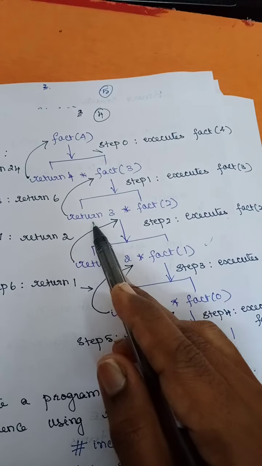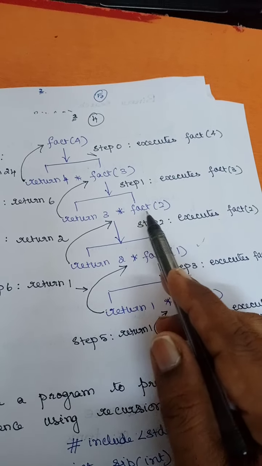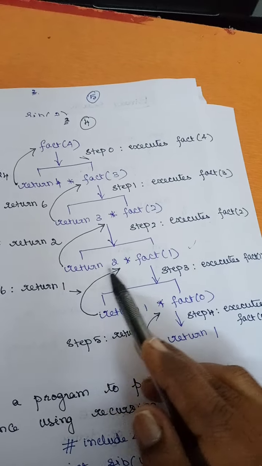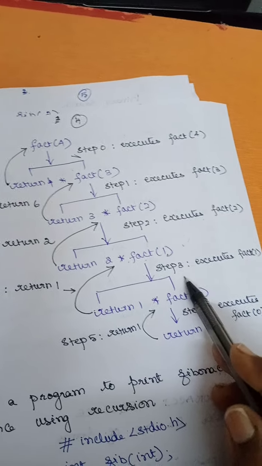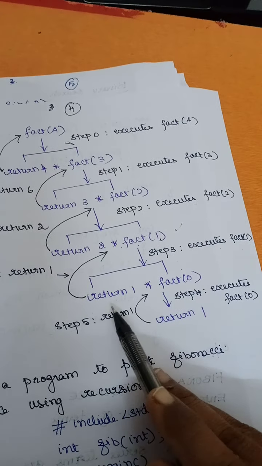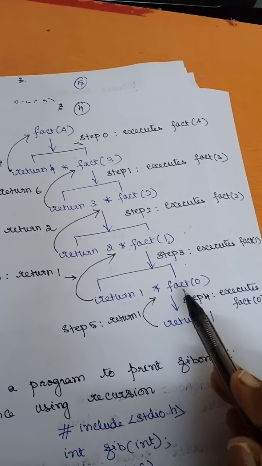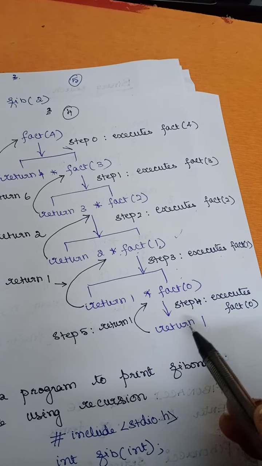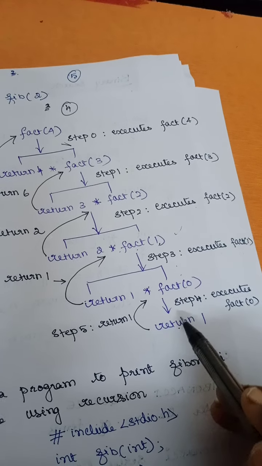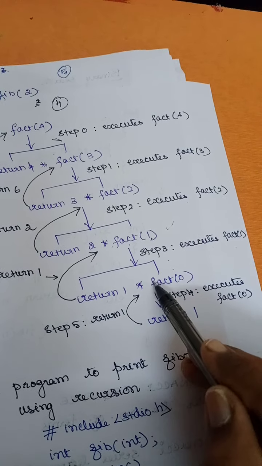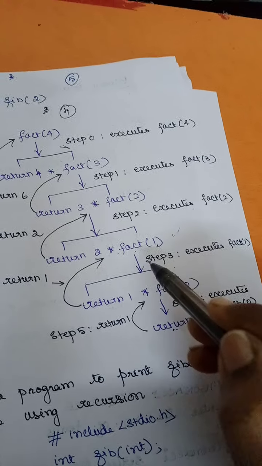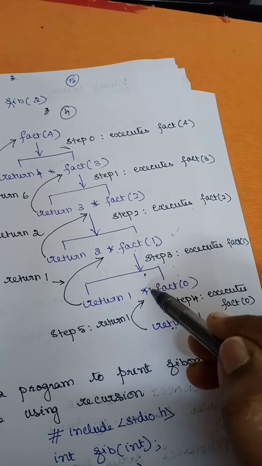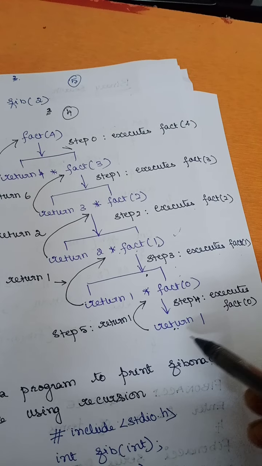So when it executes, again I will have return 3 into fact of 2. So again fact of 2 will be called. That is nothing but return 2 star fact 1. So again it executes fact 1. That is nothing but return 1 star fact 0. Now for fact 0, we have a return statement, return 1. Already I told you, whenever you have a return statement, it will be removed from the stack and it will move to the caller. So for this, which is the caller? This step is going to be the caller. So return will move here. And what value is it going to return? It is going to return 1.